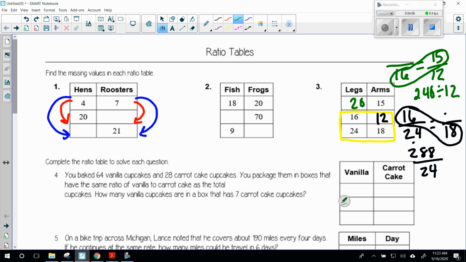Also, one thing to notice here, it's nice if you could keep your ratio tables in order, but if you have numbers like 20, 16, 24 that don't seem to go in order, it's fine. As long as they're all equivalent ratios, that is just fine.